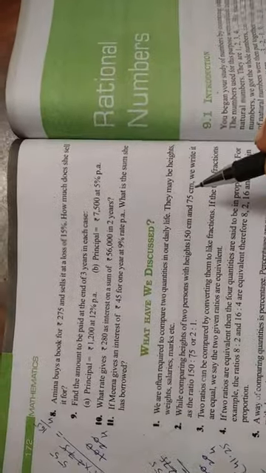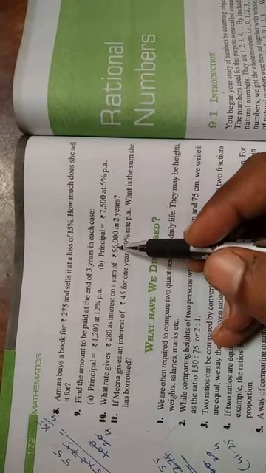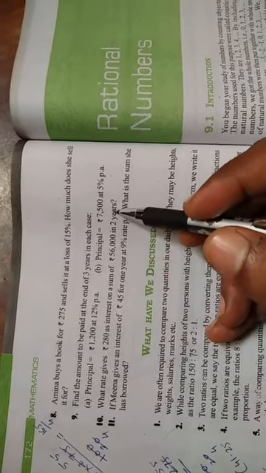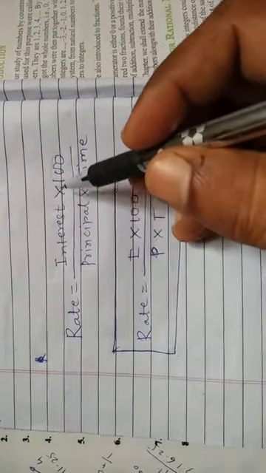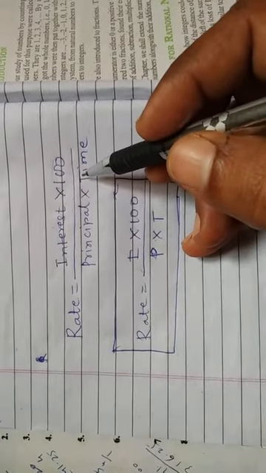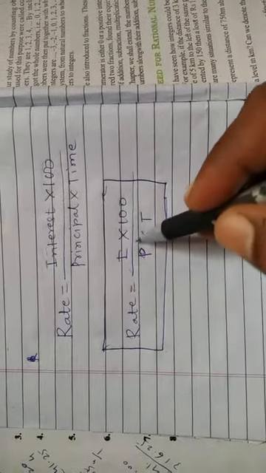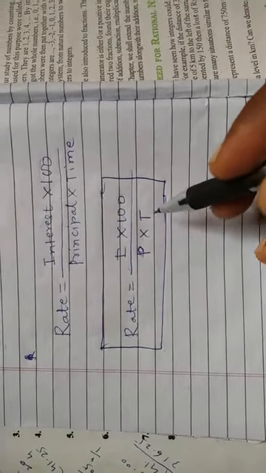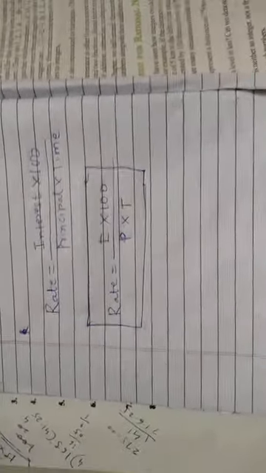See the 10th question, students, all of you here. What rate gives rupees 280 as interest on a sum of rupees 56,000 in 2 years? Students, to solve this problem, we have to use the formula: rate is equal to interest into 100 divided by principal into time. Shortcut, we write this as R is equal to I into 100 divided by PT. So using this formula we have to solve the 10th problem, students.